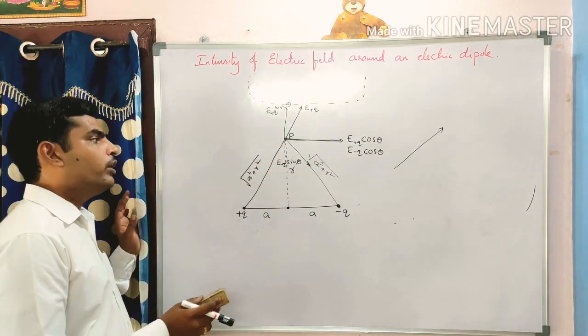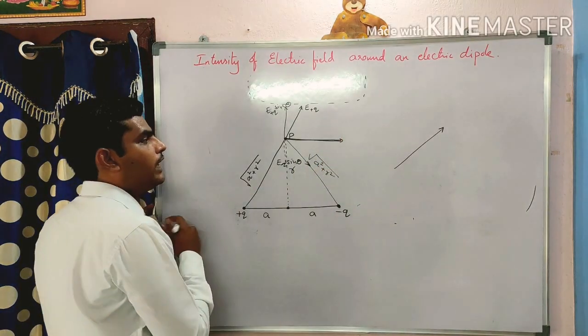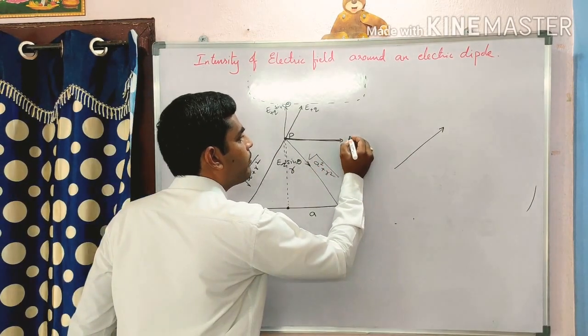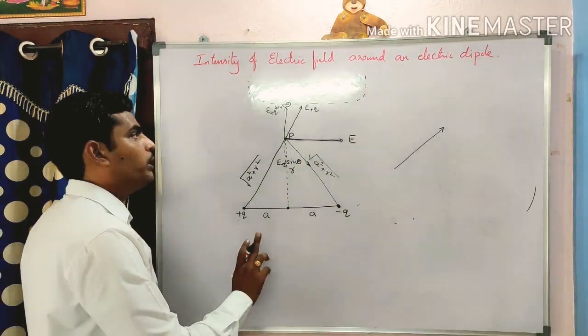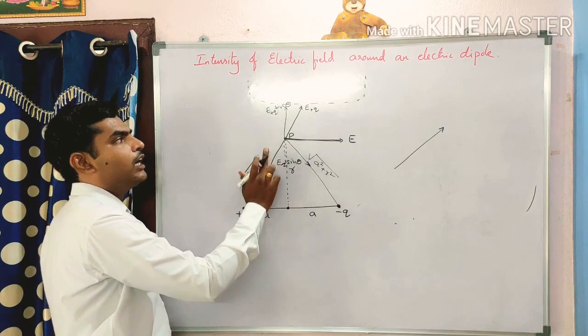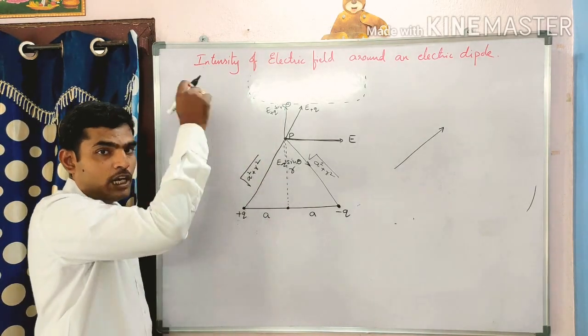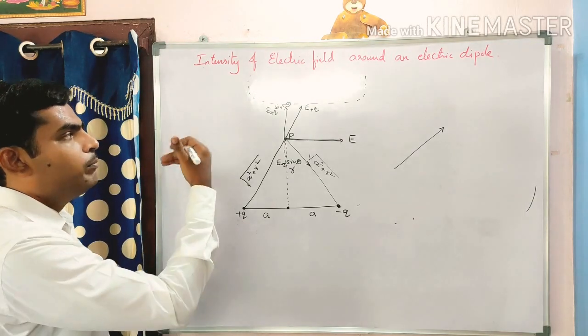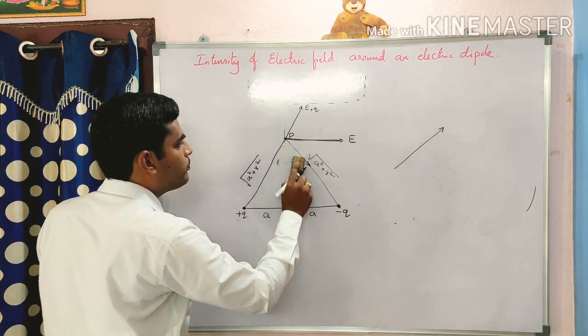In our book it is directly given as the electric field E. Why? Because the net electric field is in this direction. Sir, what about the vertical component? The vertical components of plus Q and minus Q are in opposite directions, so they get cancelled. So here one point you have to write as a note.